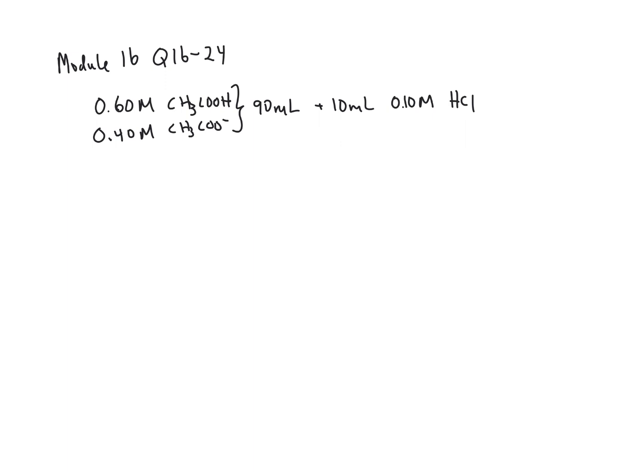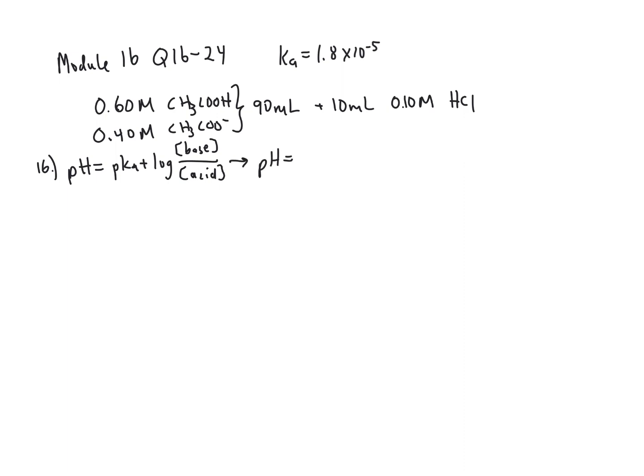So the first few questions are relatively straightforward. They want you to first find the initial pH of this buffer. And for that, we need to have the Ka of acetic acid. The Ka of acetic acid is 1.8 times 10 to the minus 5. So for question 16, all we're asked to do is to find the pH. We're going to use the Henderson-Hasselbalch equation. pH equals the pKa plus the log of the concentration of my base over the concentration of my acid.